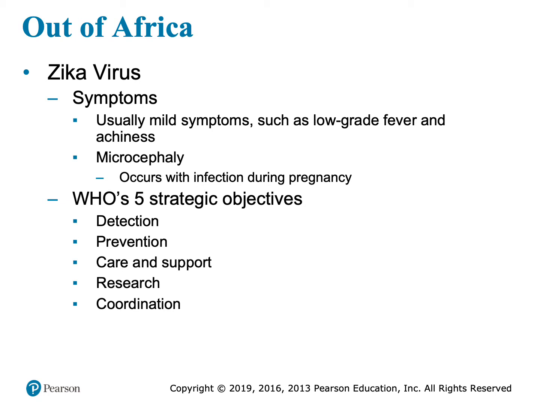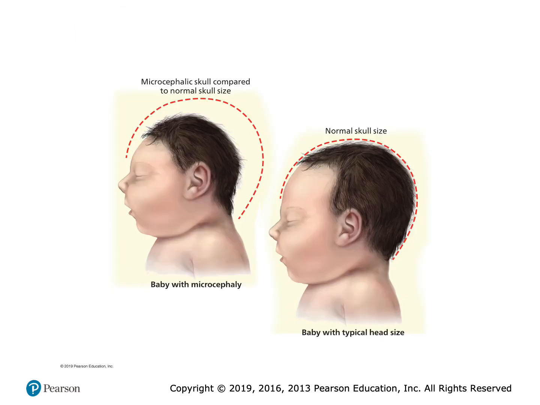So the WHO's 5 strategic objectives, which is how they dealt with the Zika virus and probably similar to what they're doing with COVID right now. These are the first ones on your notes: detection, prevention, care and support, research, and coordination. So this is what a baby born with microcephaly would look like, an abnormally small shaped brain and skull. So this would lead to neurological problems for the child with a much shorter life expectancy.